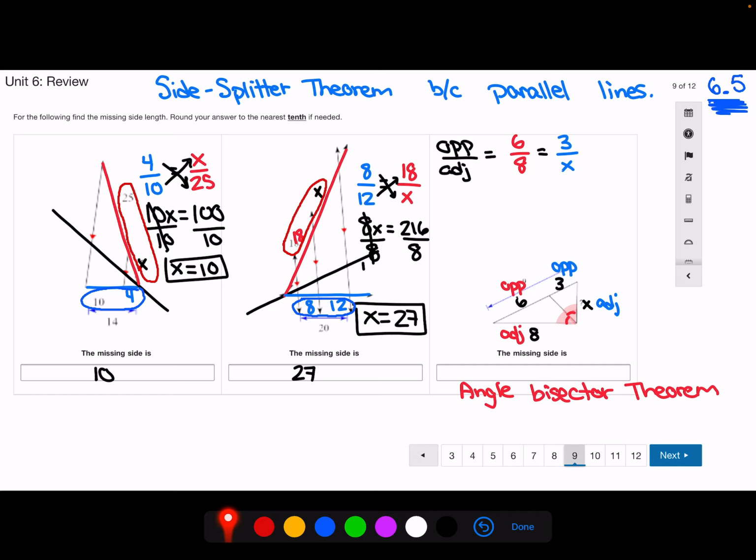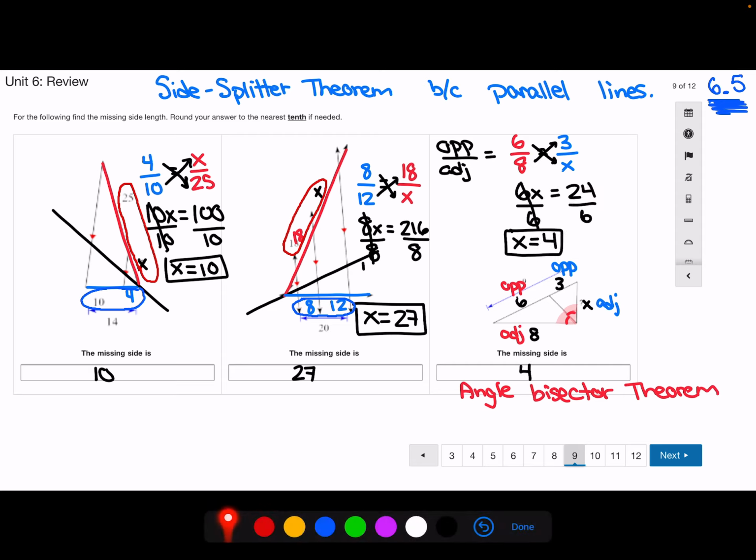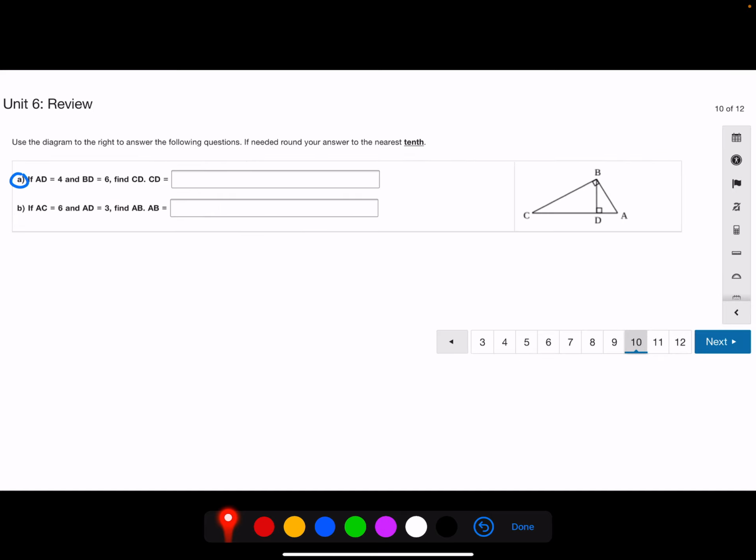From here, we can cross multiply and solve. This will give us 6x equals 24. And then dividing both sides by 6, we're left with x is equal to positive 4. That is it for 6.5. Again, if you're curious about 6.5 and need to look back through it, there should be another video for just that. Next up is one of the hardest topics of Unit 6, and that's altitude to hypotenuse.